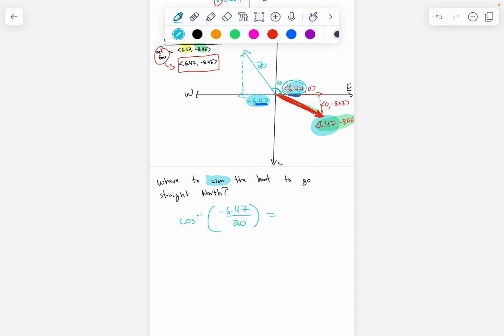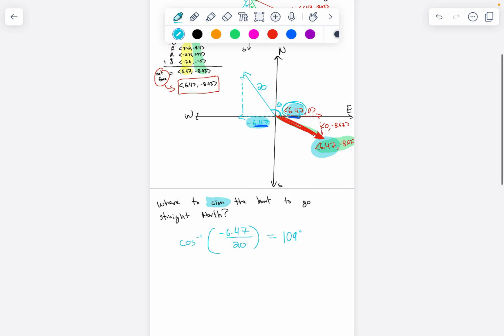Cos inverse negative 6.47 over 20. 108.87, call it 109 degrees, whatever. Now, if you want, you can just say that. It'd be nice if you turn that into a bearing. So you could call that north 19 degrees west, right? If this is now 109 and that part's 90, then 109 minus 90 is 19. That's your bearing, great. So that's where we aim the boat if we want to go straight north.